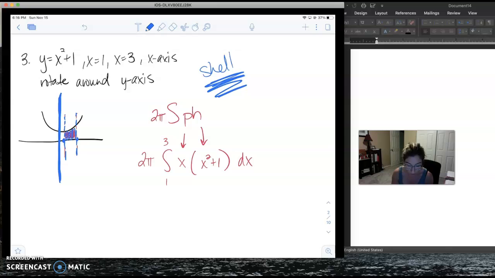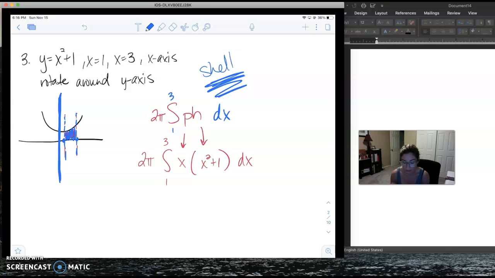I'm going to do my 2 pi ph. My rectangles are stacked along the x, so I know I'm going to integrate with respect to x. I'm going to start at x equals 1 and end at x equals 3. So now I just have to figure out my p and my h. I'm integrating from 1 to 3, and I have my 2 pi outside.